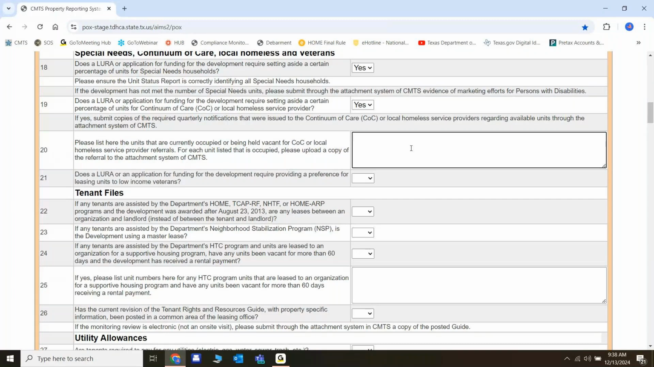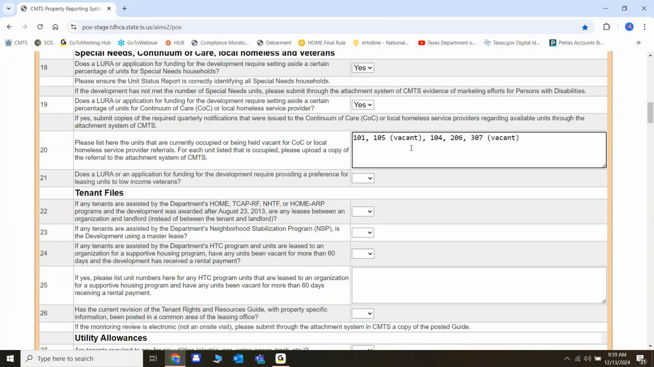So this is a text box, so you can say, okay, I have unit 101 was referred over to me from a continuum of care or local homeless provider. Unit 105 is being held vacant for this. I have nobody in there. I'm holding that one vacant, and so on. And so say there was 5 of them. Unit 104, I've got somebody in there. Unit 206, I have somebody in there. And unit 307, I'm holding vacant right now.